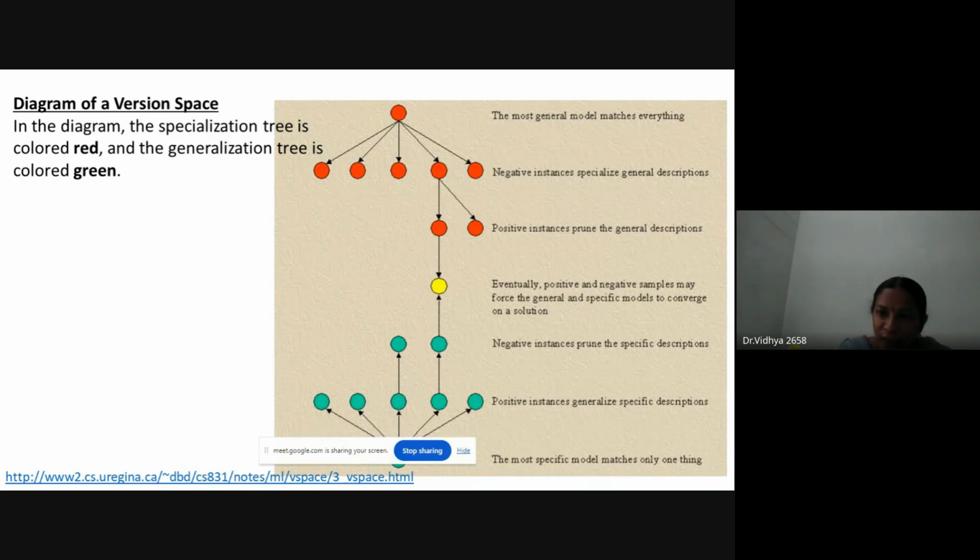Suppose the instances are negative, then they are specialized from general descriptions, and if the instances are positive, they are generalized from specific descriptions. In this diagram you can see that we are moving from general to specific. That is the concept in machine learning techniques.